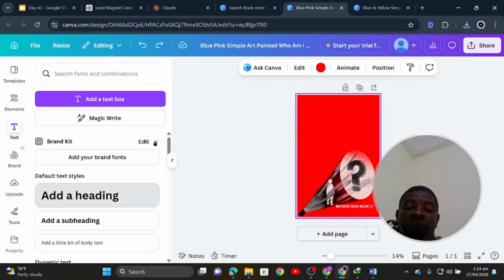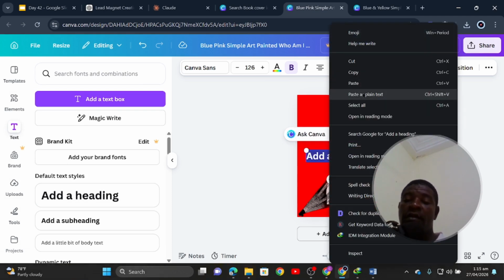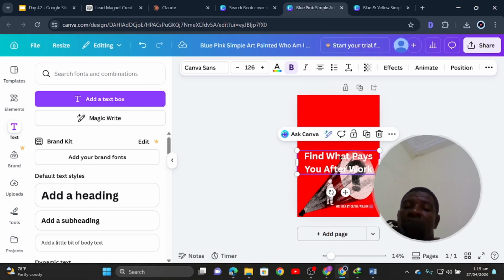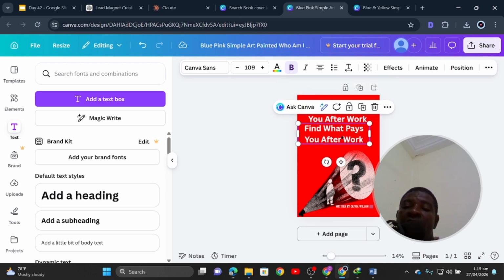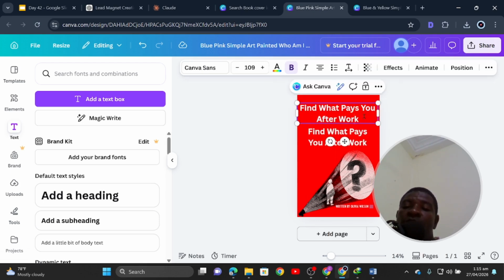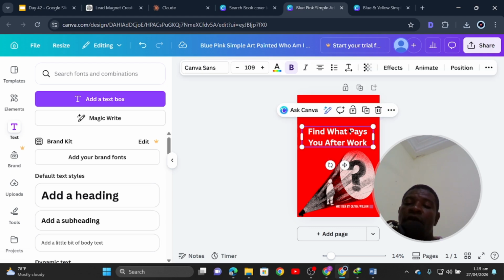Then I'll add a text to that and then put the title, something here like this. Or I will just separate it so that it becomes bigger. Then I will just reduce this. Find what pays you after work.